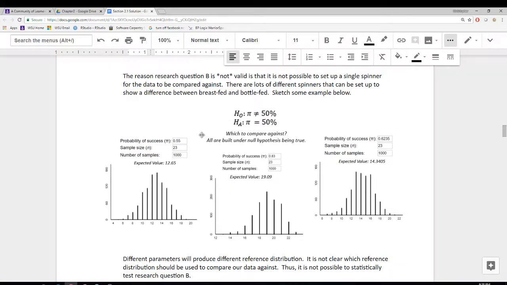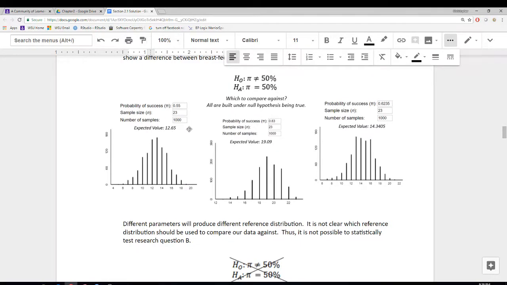If the reference distribution and the simulation model is to be set up under the null hypothesis, then that has to be something different than 50%. Over here on the left-hand side, I've certainly identified a parameter value that's different than 50%. In particular, I've identified it to be 55% in this. The sample size is 23 for this example, and I obtained 1,000 different simulated outcomes. The expected value for this particular situation would be 12.65. Simply take 23 and multiply it by 0.55.